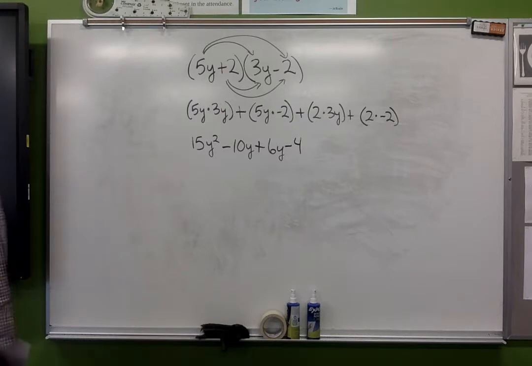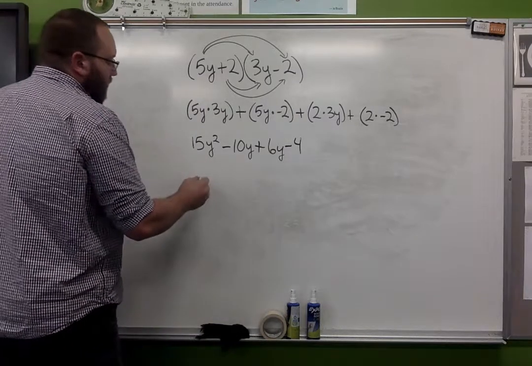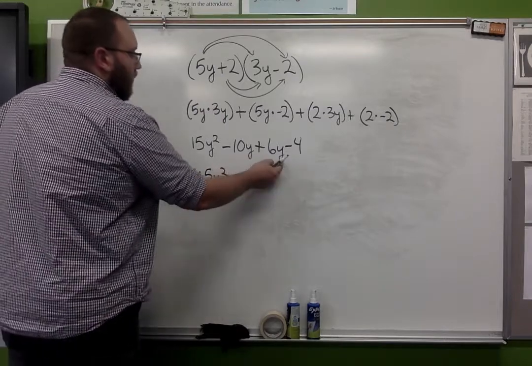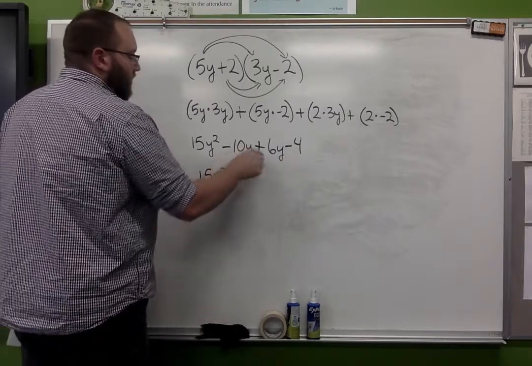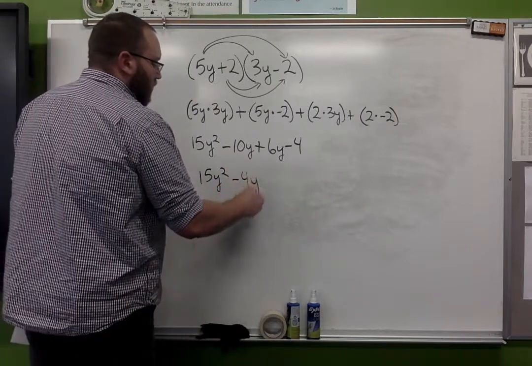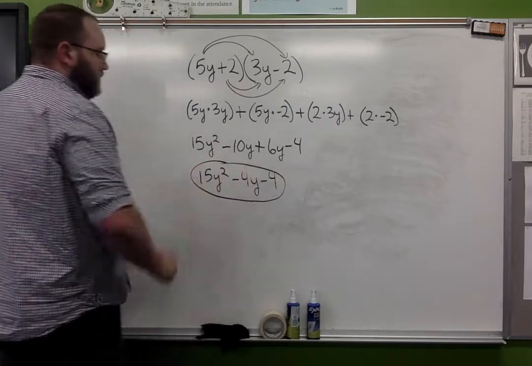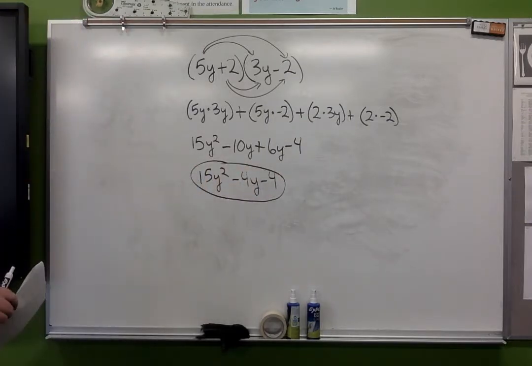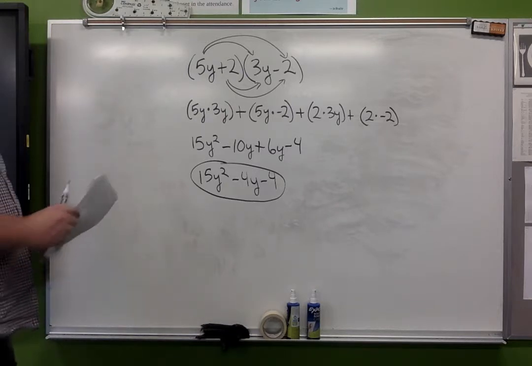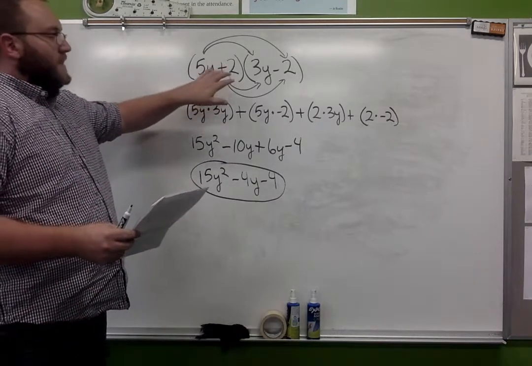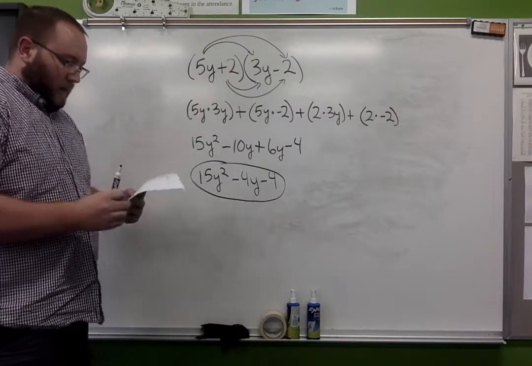Now let's combine like terms. Okay, we have 15y squared. We have a y and a y here. So negative 10 plus 6 is minus 4y, minus 4. And there's your answer. That's your binomial times binomial. Okay. Now remember, every single term in the first times every single term in the second. All right.